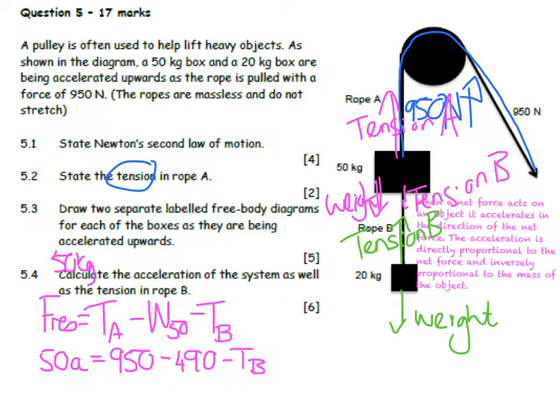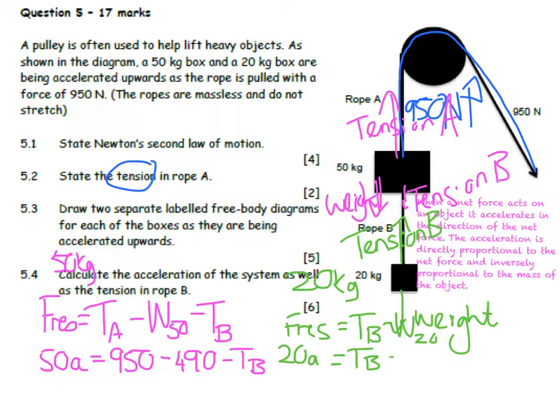Now I say what is happening over here with the 20 kilogram block. Separately, I look at the force resultant is equal to the big forces, which is, it's going upwards, so it's tension B, minus the small force of the weight of the 20 kilogram block. And I then say tension B is 20A, and the weight of a 20 kilogram block is 20 times 9,8, which is 196 newtons.